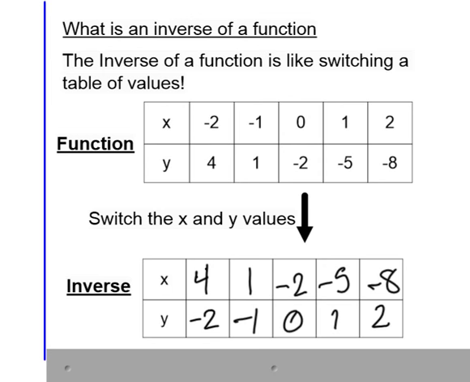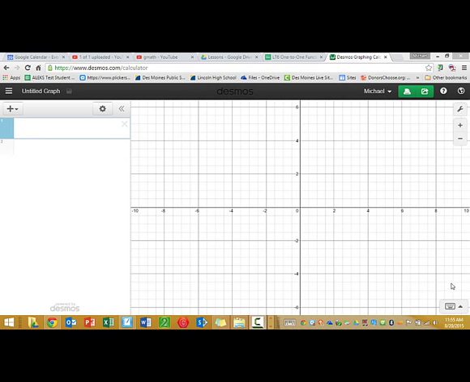Let's take each of these tables and put them into Desmos and take a look at what they look like. Because tables can make graphs, and it should be helpful to take a look at what these tables actually look like when they're graphed. Here in Desmos, we're going to go to the plus sign and say add an item. We're going to add a table. So let's make our first table.